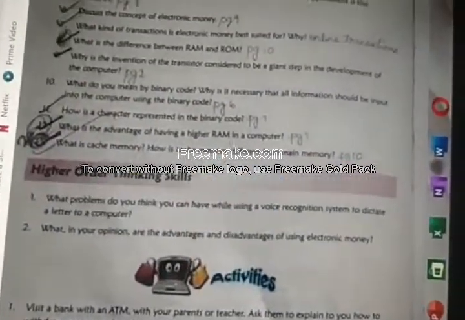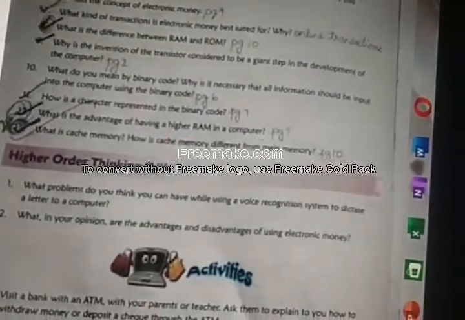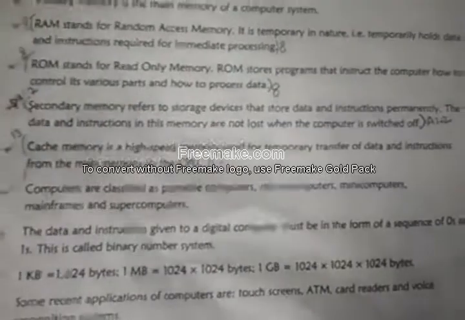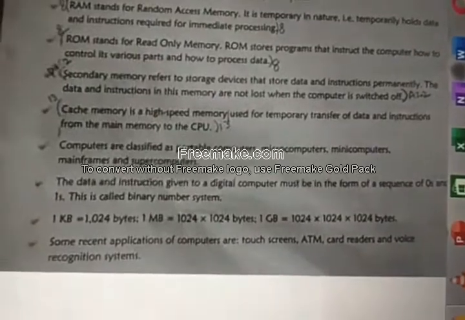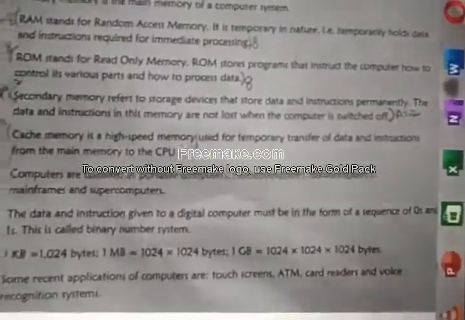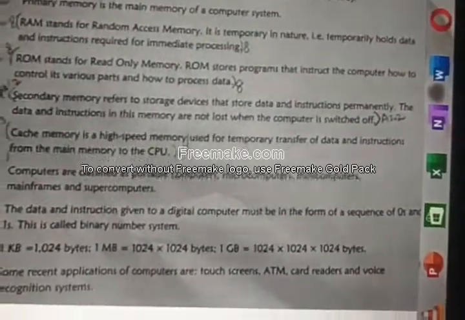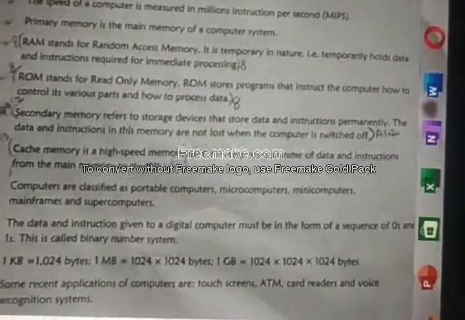Last question, 13th and last question. What is cache memory? How is cache memory different from main memory? Page number 10. So you have to write 2 points. Cache memory is a high speed memory. Under the points to remember, it will be page number 10. Cache memory is a high speed memory used for temporary transfer of data and instruction from the main memory to CPU. Secondary memory refers to storage devices that store data and instruction permanently. The data and the instructions in this memory are not lost when computer is switched off. Okay. Those are the differences.